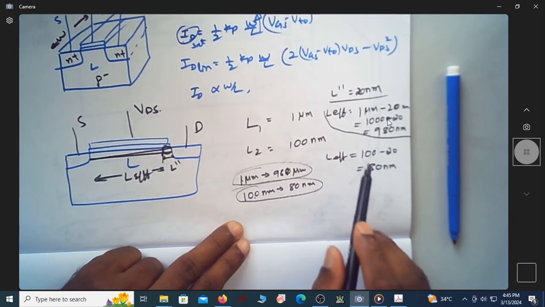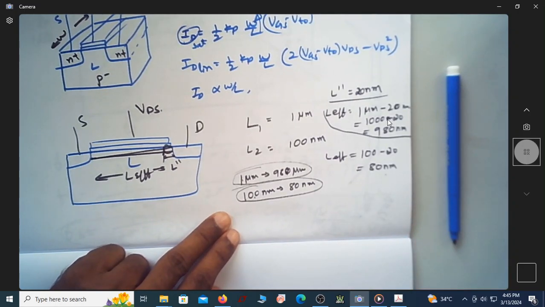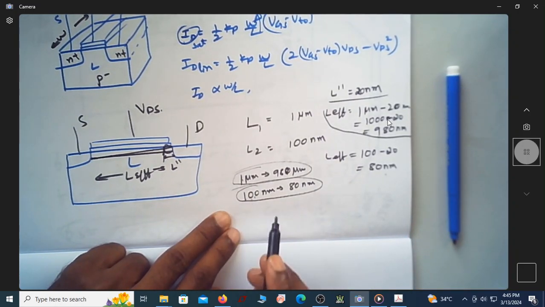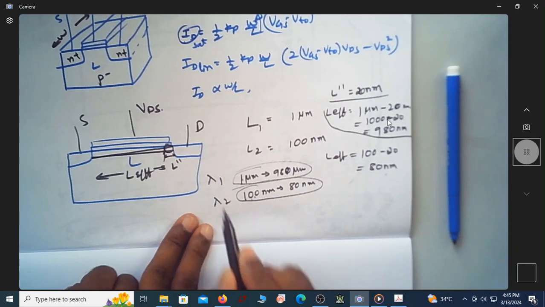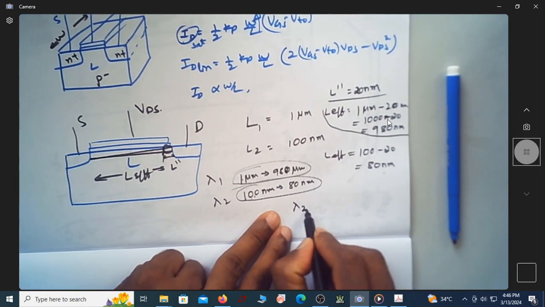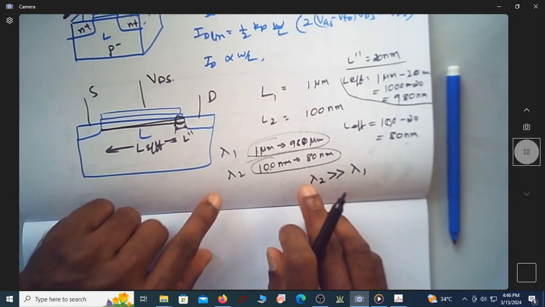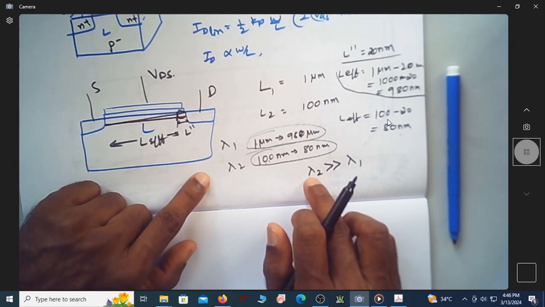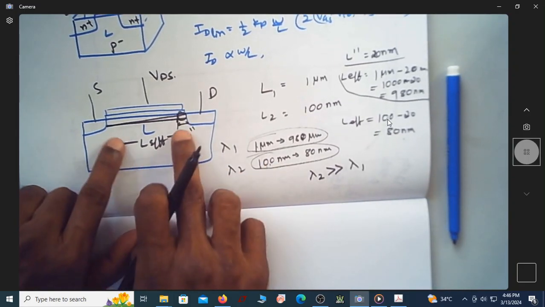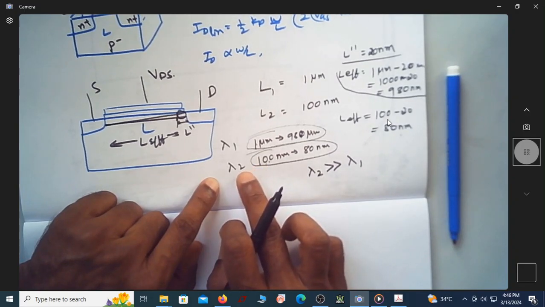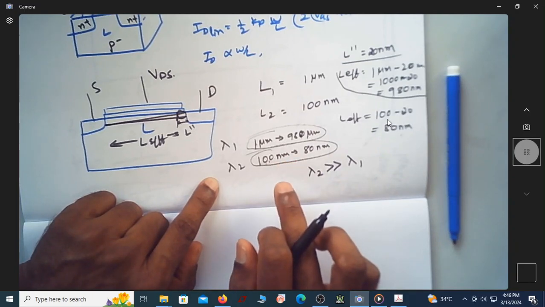So in order to have the effect of channel length modulation felt in your transistor for shorter channel length, if I represent this by lambda 2 and this as lambda 1, naturally lambda 2 should be far greater than lambda 1, because the percentage change in channel length is more when the channel length is lesser. So when the channel length is lesser, the channel length modulation effect will be more and more for a shorter channel.